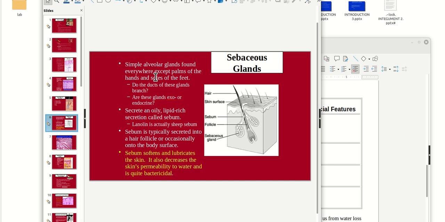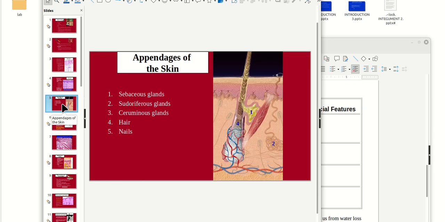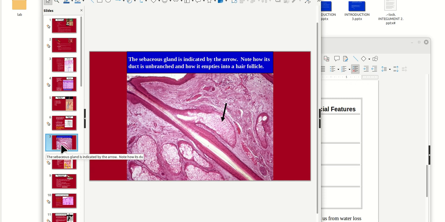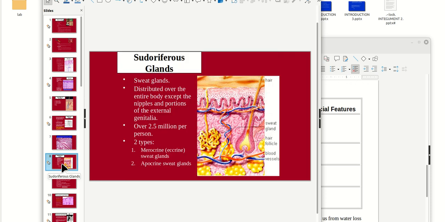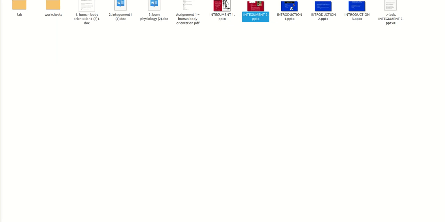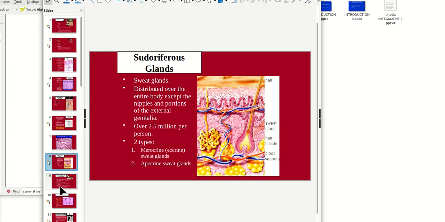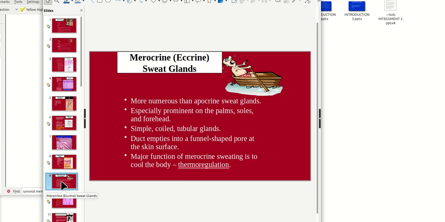So alveolar glands do the ducts. Let's see. Hair, nails. But they wanted to know the location and the sebaceous glands empties into the hair follicles, so you might find them near hair follicles, something like that. That's one thing you could say. Maybe not the best answer, but certainly give you credit for something like that.